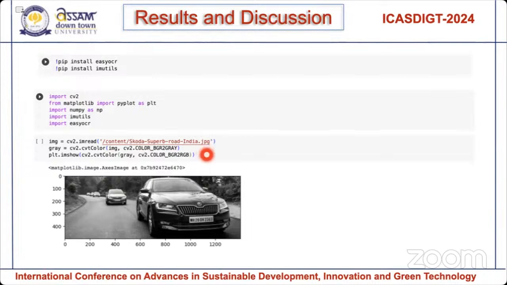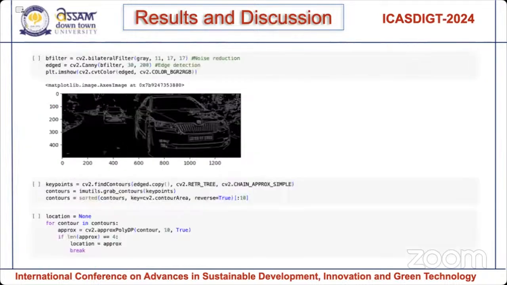Then we'll import our image and convert it into a grayscale image. Next, we'll use a bilateral filter for noise reduction and then Canny edge detection to detect the edges. And then we'll convert it into a binary image. We'll figure out the contours in the image that specify the number plate. So we'll take contours of length 4, which depicts the 4 edges of the plate, and we'll apply OCR on it.